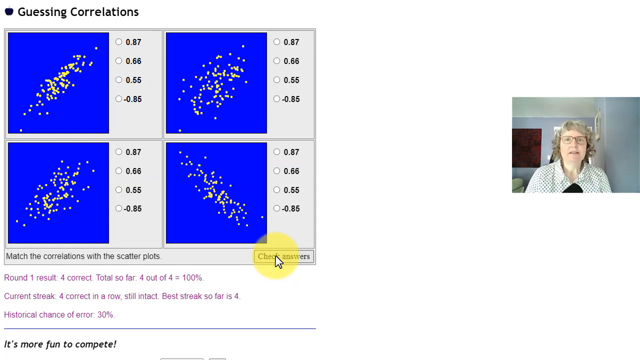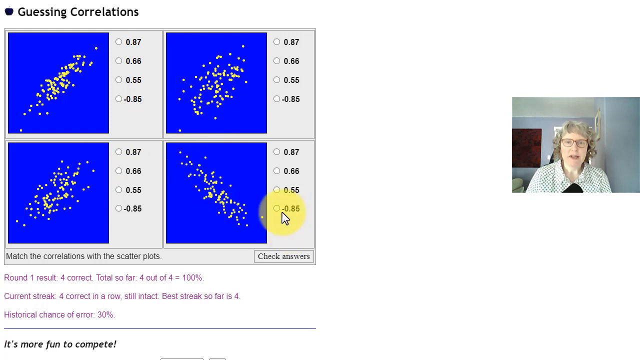And now, sometimes, because it's random, you'll get two that are just so close you can't even tell, and I can't even tell the difference. So don't worry if you don't get those right, or you can just hit check answers and do a new one. This is actually a good example. The upper right and lower left look very similar to each other. They're both going positive, but I think the upper right is a little more spread out than the lower right.